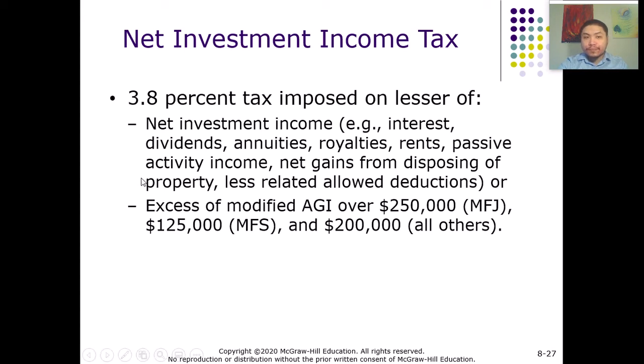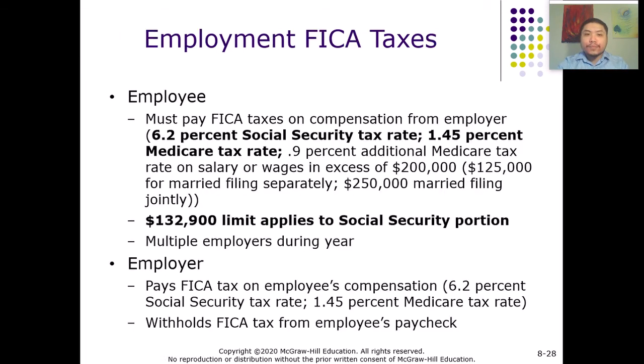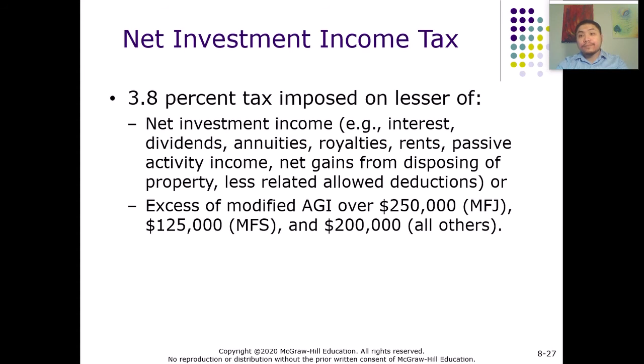So if your modified AGI is above the threshold, then you have to pay this tax, and the tax is 3.8% of either one of these amounts right here: net investment income or the excess of modified AGI. Right? So all right, I just want to give you an overview of this tax, just an introduction of this concept.